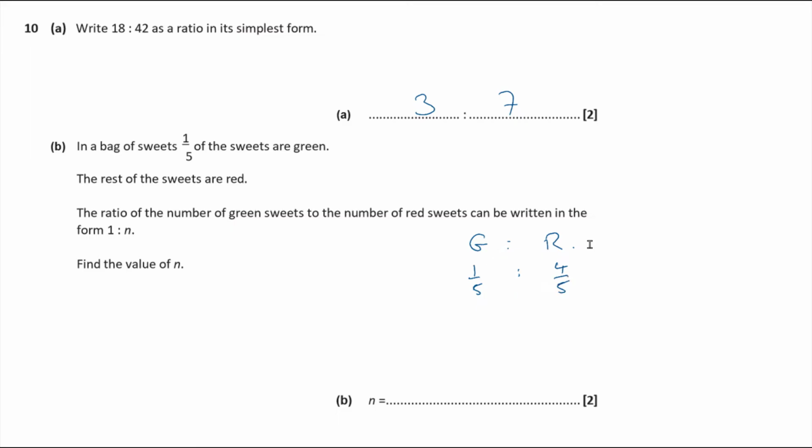So timesing up those by a factor of 5, making both of those 5 times bigger, that means the ratio of green to red is in the ratio of 1 to 4. Okay, so I've got my green sweets in the ratio of 1 there, so my red sweets are going to be the value next to it. It's going to be this 4 here then, isn't it? So there have got to be 4 red sweets for every 1 green one.